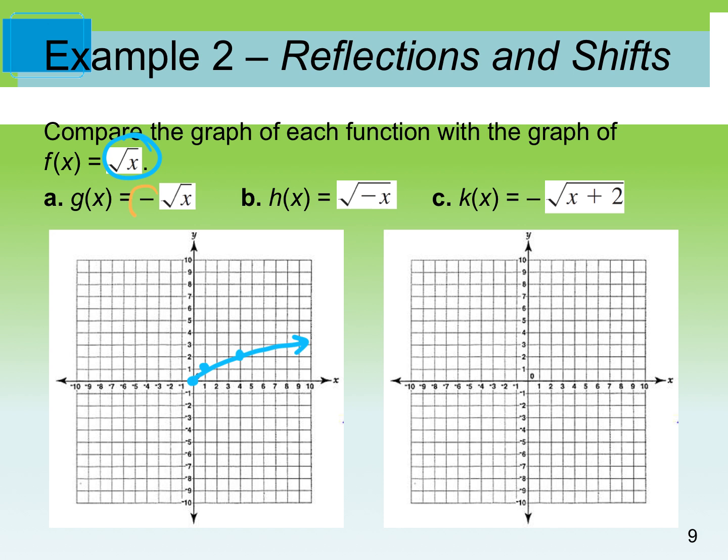Let's graph A. When we multiply by a negative on the outside, is it a reflection on the x-axis or the y-axis? What do we think? Outside would be x-axis. So our x-axis acts as the mirror, and we just flip it along the x-axis. It just flips upside down. So our new graph would look like that.